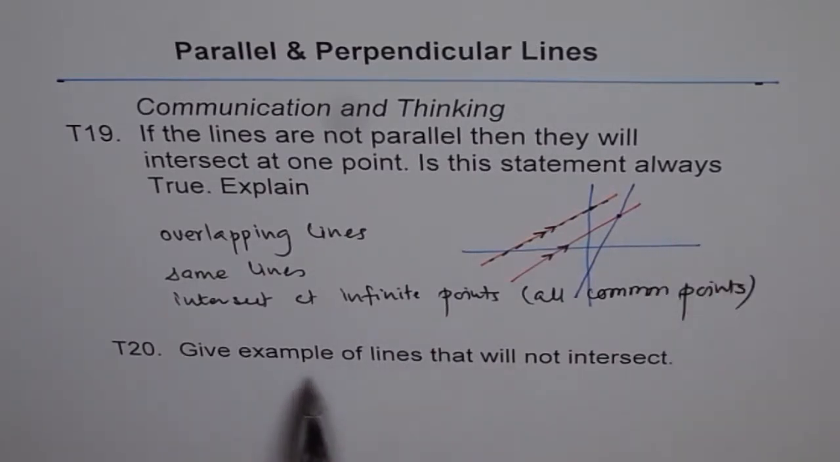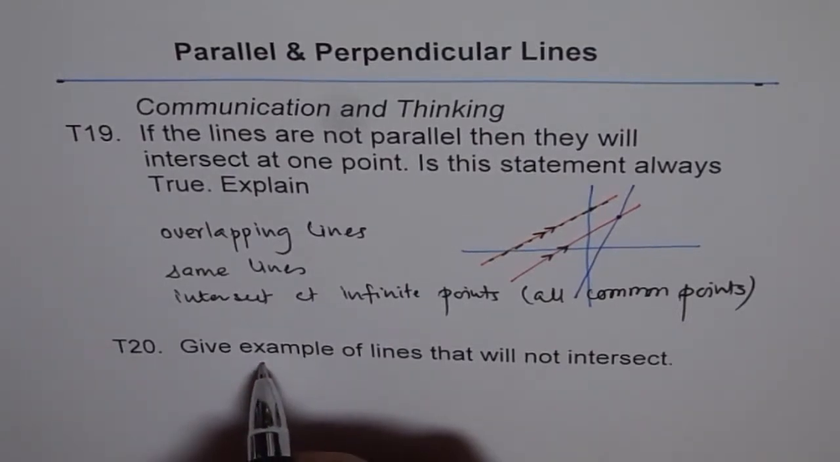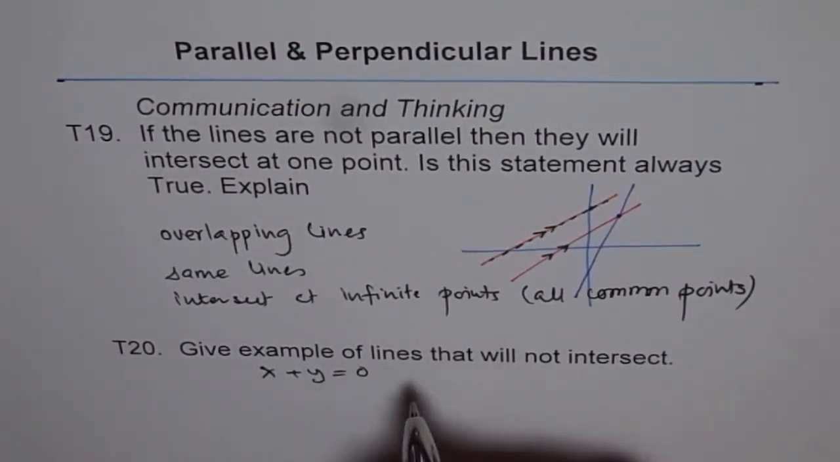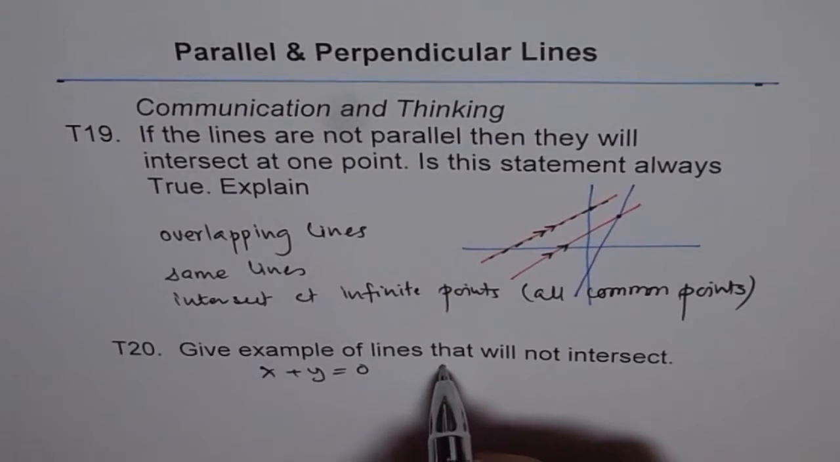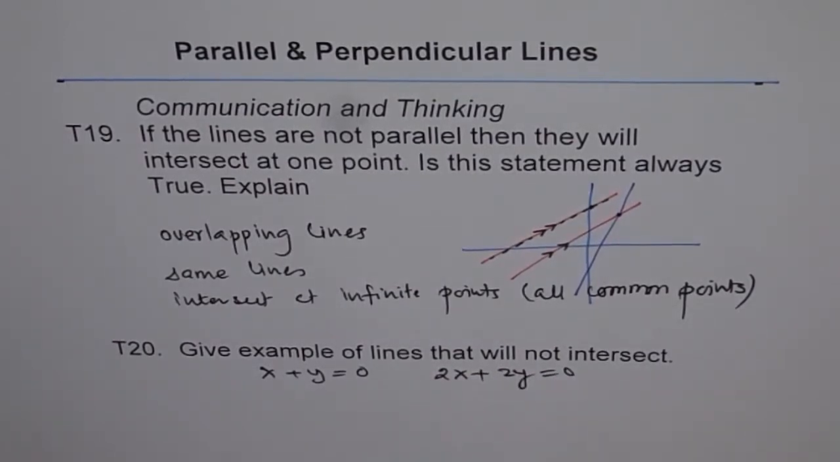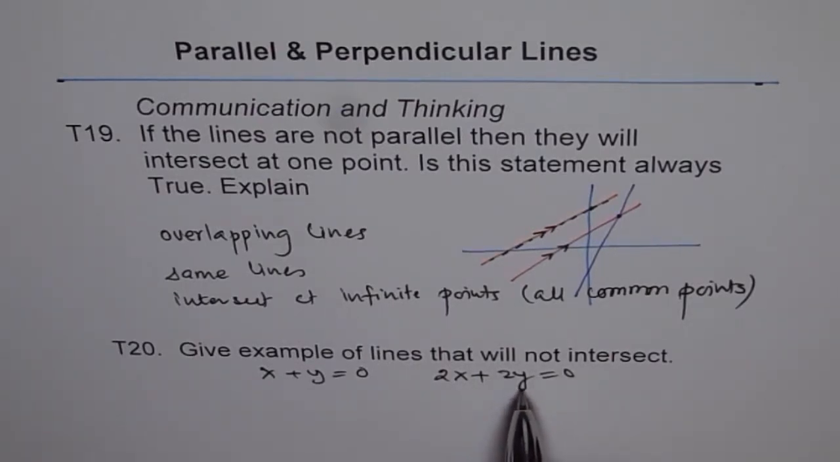Okay? Give an example of lines that will not intersect. So you can give many examples of lines that will not intersect. The best way to give an example is something like this. Write x plus y equals 0, for example, and then you can multiply everything by 2, and then you get 2x plus 2y equals 0, correct?